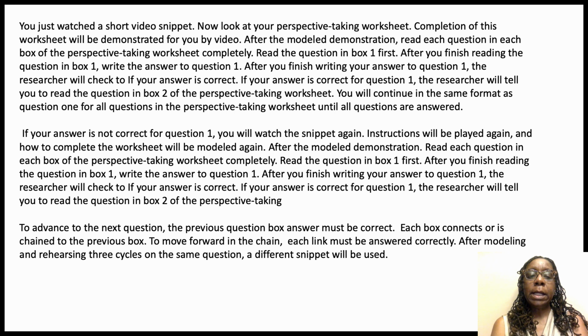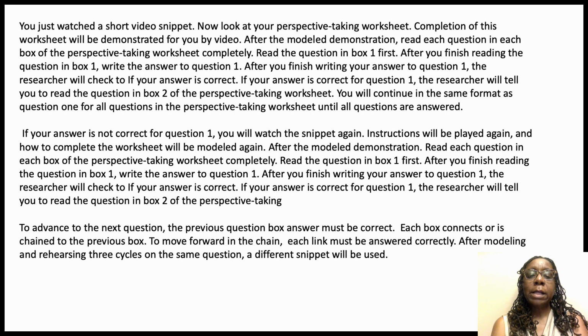Instructions will be played again, and how to complete the worksheet will be modeled again. After the model demonstration, read each question in each box of the perspective taking worksheet completely. Read the question in box 1 first. After you finish reading the question in box 1, write the answer to the question. After you finish writing your answer to question 1, the researcher will check to see if your answer is correct. If your answer is correct for question 1, the researcher will tell you to read the question in box 2 of the perspective taking worksheet.